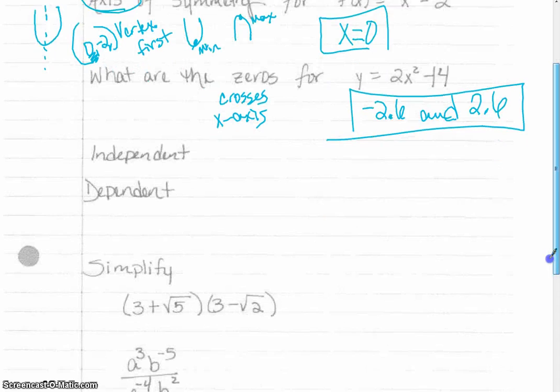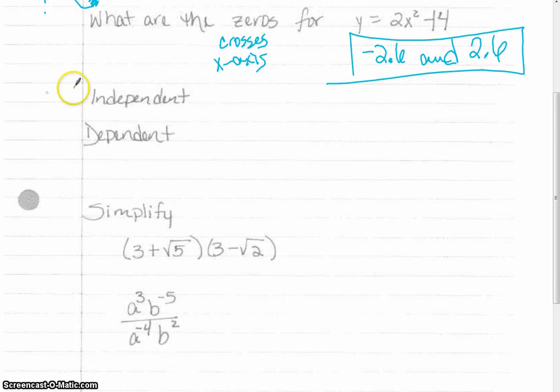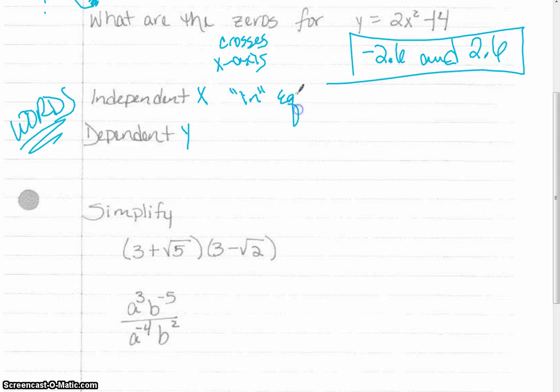Just a refresher about independent and dependent. We haven't talked about that in a while. They will be words. They will never, never be numbers. Okay, independent is your x. It's what you're looking for. Dependent is your y. If you're looking at an equation, your independent is in the equation. Okay, so if you had y is equal to 3x minus 1, your independent is x, your dependent is y. You will never give a number for that answer.